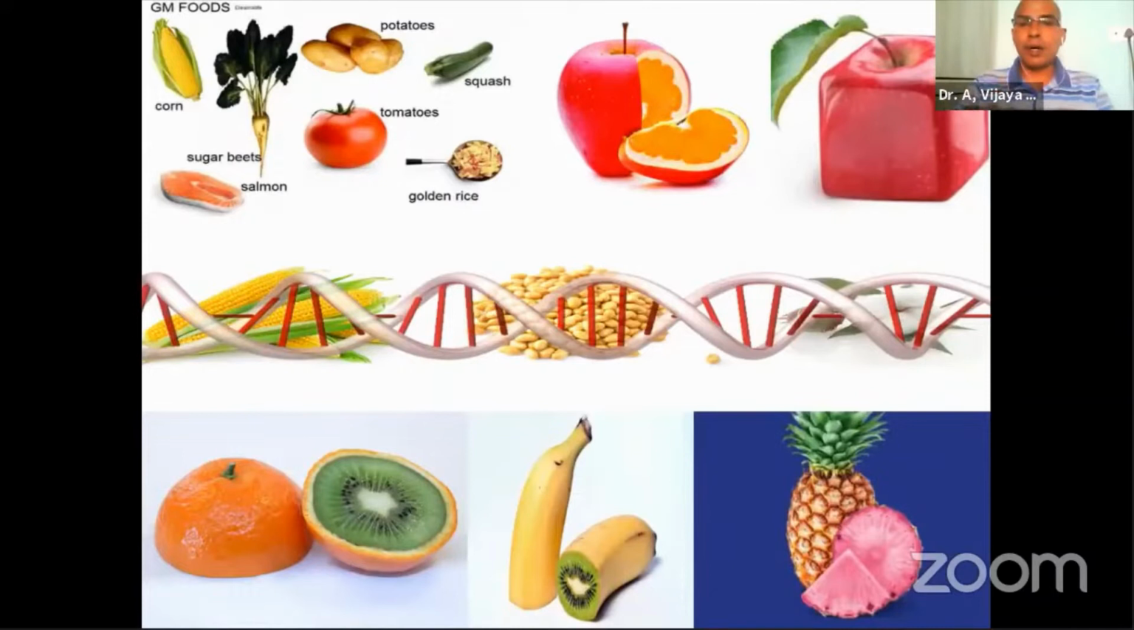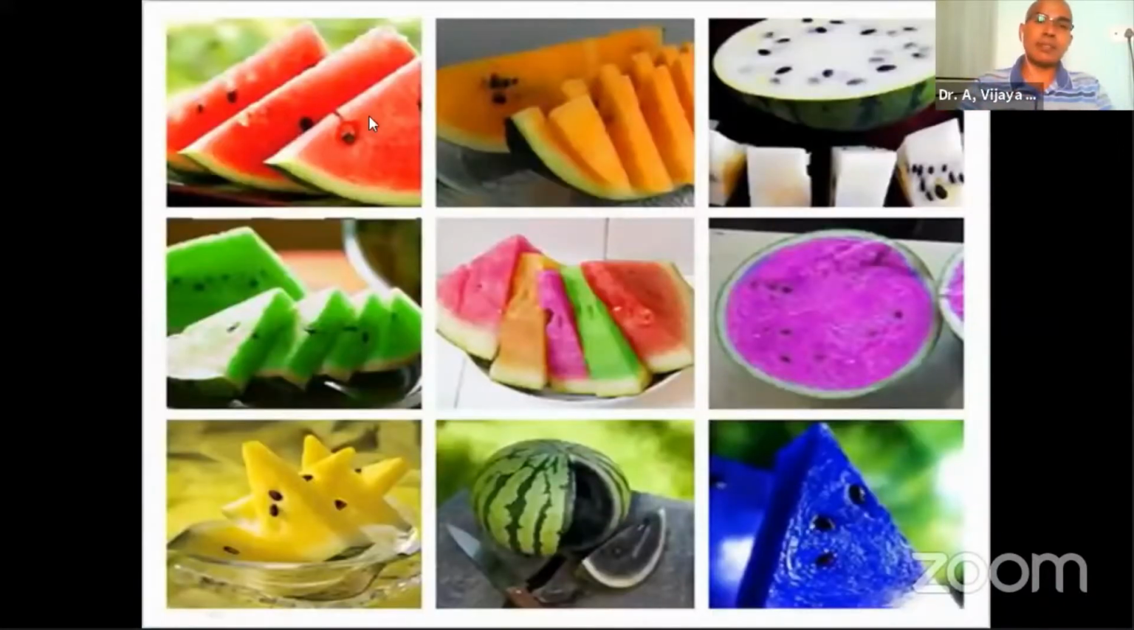And you know, the flavor of the fruit, the taste of the fruit can be changed. Apple with an orange flavor, and even the shape is possible to change. And orange with kiwi, or banana with kiwi, and the color of the pineapple can be changed. And you see watermelon, the general watermelon color is this, but now in the market colored watermelons are available. This is because a change at the genetic level gives you these many varieties.